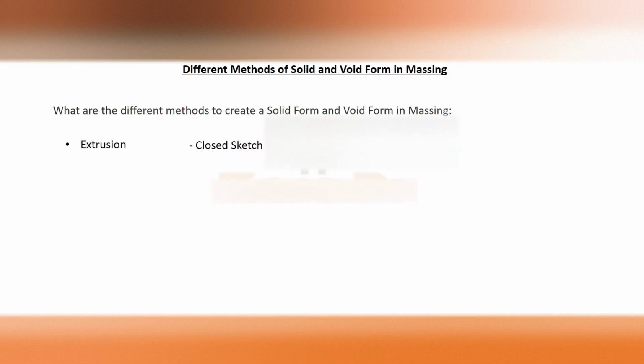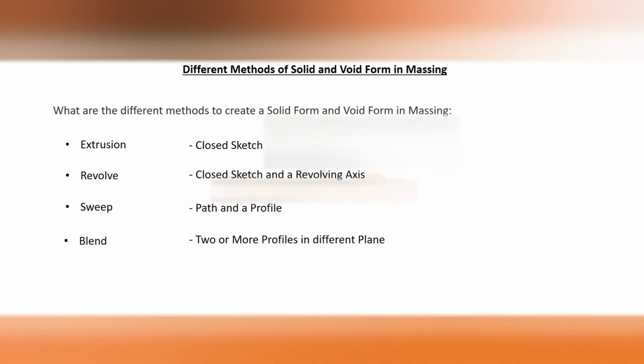Let's see what are the different methods of solid and void form in massing. So here we have extrusion, which requires a closed sketch, revolve, which needs a closed sketch and a revolving axis. Then we have sweep, which requires a path and a profile. Then we have blend, which requires two or more profiles in different planes. Then we have a swept blend, which requires a path and two or more profiles. So these are the tools which we can use to create a solid form or a void form in massing.